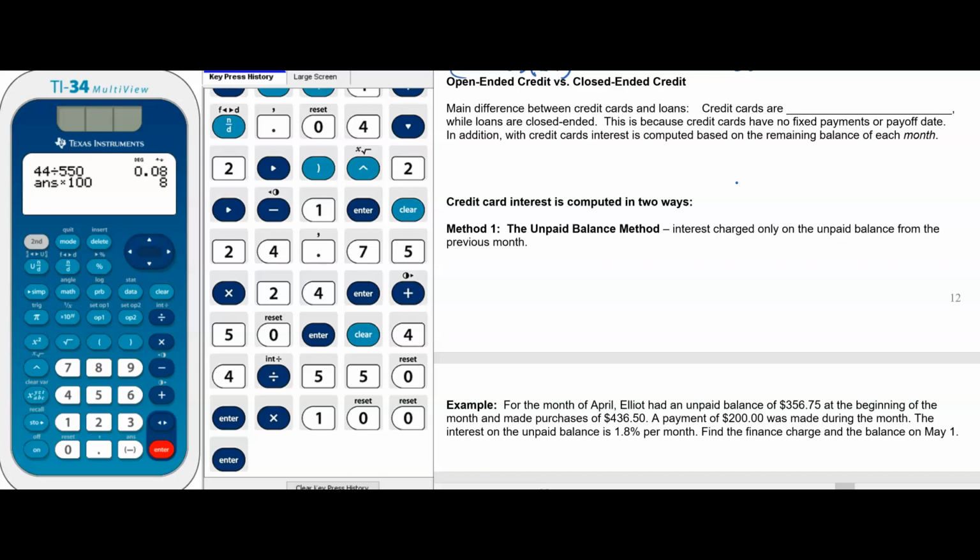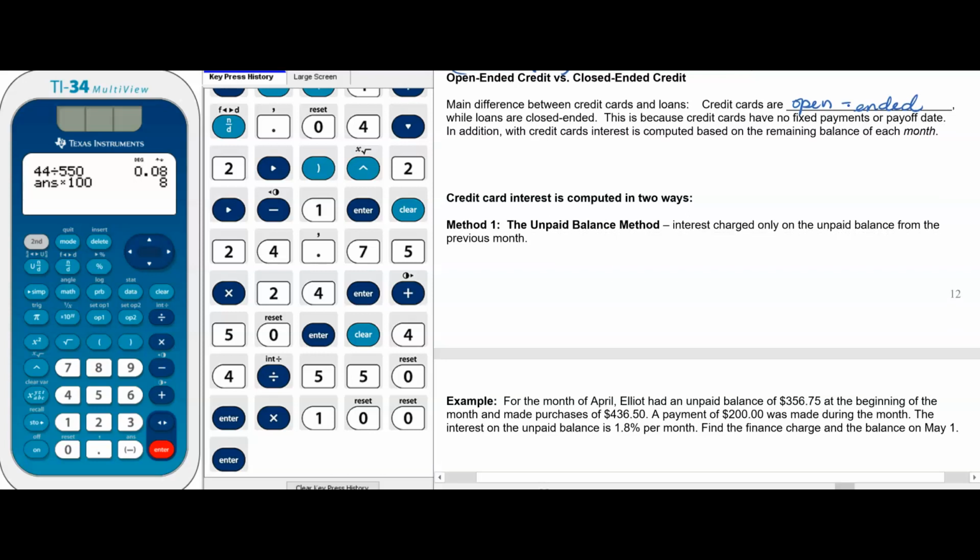Open-ended credit, for example, is like a credit card. Credit cards are open-ended credit because credit cards don't have any fixed payments or payoff dates. Now, usually they'll have a minimum payment, but it's not a fixed payment that you have to make every single month. And it's open because there isn't an end date that you have to be finished with this credit card. So there's a couple different ways that you can calculate credit card interest.